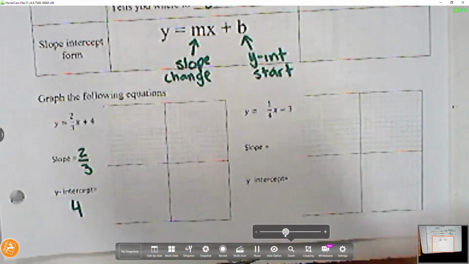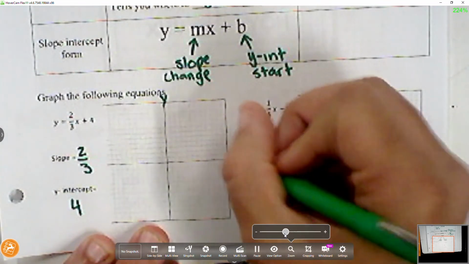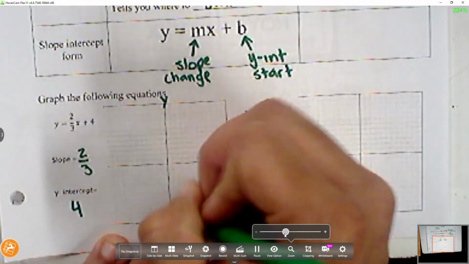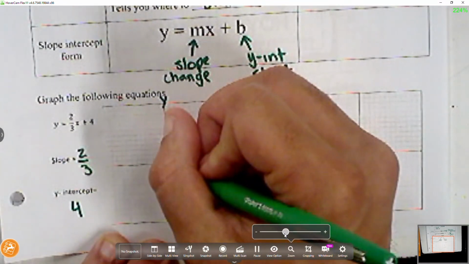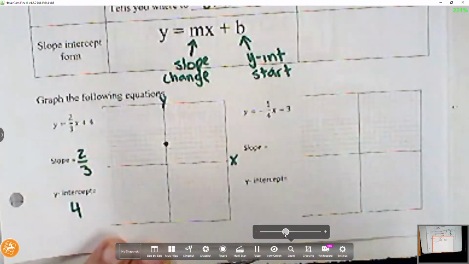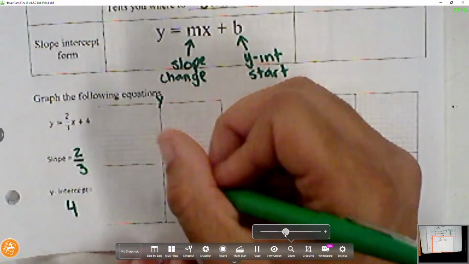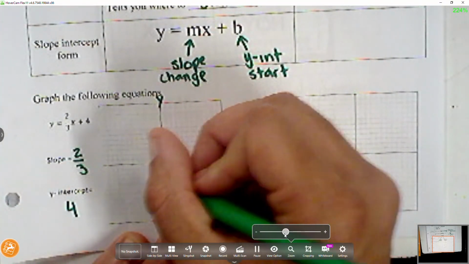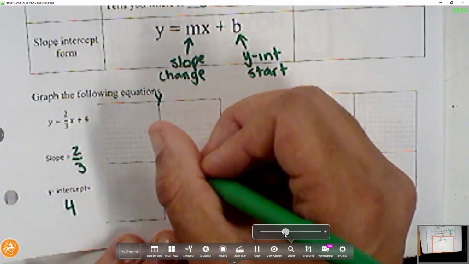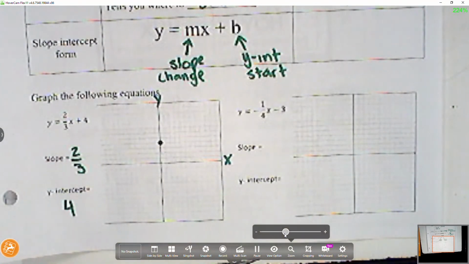We're going to label our axes. We have y and x. When we're graphing, what we're going to do is start with the y-intercept. So we're going to go onto our y-axis and find 4. So we're going to go up 1, 2, 3, 4, and we're going to put a dot. We always start counting from the center, which is called the origin. So I went up 1, 2, 3, 4, and put a dot on my y-axis.